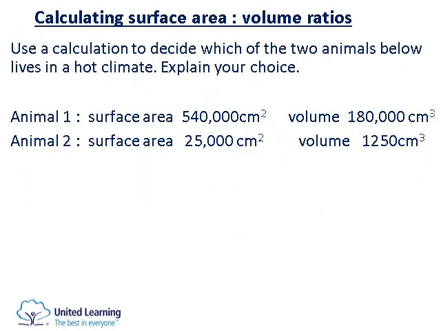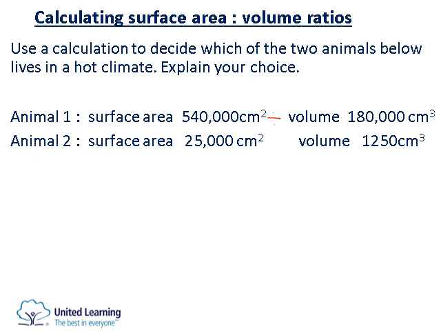So if you need to calculate surface area to volume ratio, an example of a question in terms of applying your understanding of how to calculate this is at the top. It says, use a calculation to decide which one of these two animals below lives in a hot climate, and then you need to explain your choice as well. So to calculate the surface area to volume ratio, it's really straightforward. All you need to do is divide the surface area by the volume.